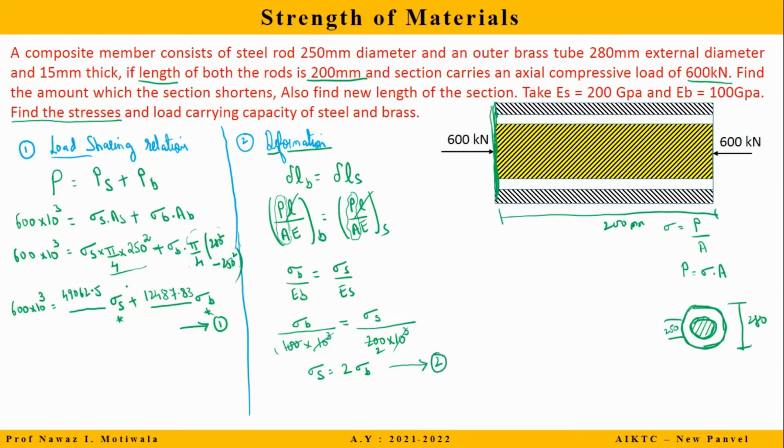Now in equation 1 we have two unknowns, sigma S and sigma B. In equation 2 also we have two unknowns, sigma S and sigma B. So now we have two unknowns and two equations. Just substitute this value of sigma S in this equation. Multiplied by 10 raised to 3 is equal to 49062.5. In place of sigma S, now I will write 2 times sigma B plus 12487.83 sigma B. Now you can observe that in this entire equation, the only unknown is sigma B. So calculate and tell me the answer for sigma B.